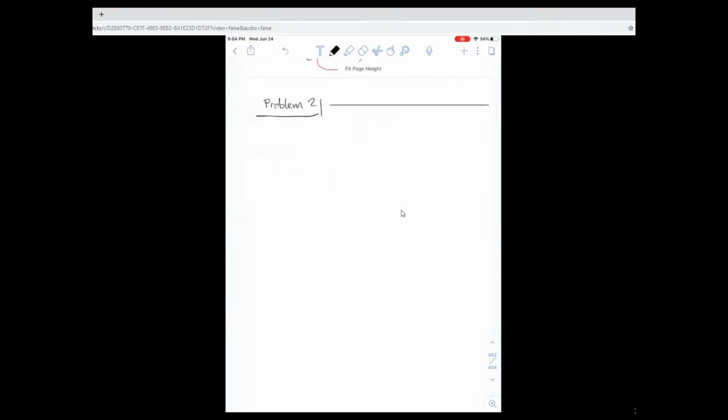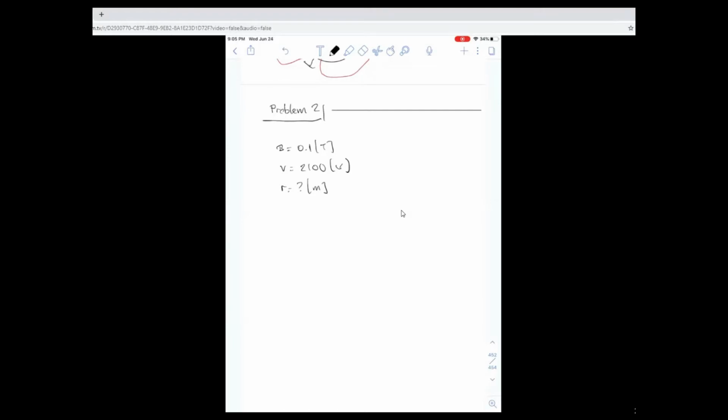All right, so what do we know? Remember, this is going to be 1/10 of a Tesla, and the voltage difference is 2100 volts. And figure out the radius of the proton beam in terms of meters. And what else? I know the charge Q, the unit charge. And I don't know if we will need this, just in case we do, I'm going to put down the mass of a proton. It may be useful at some point. All right, that's it. So that's what's given.